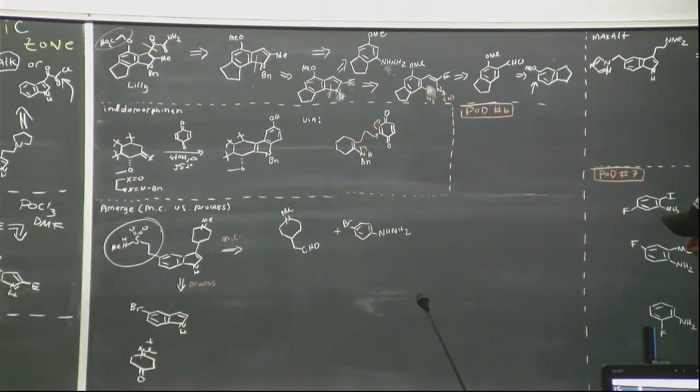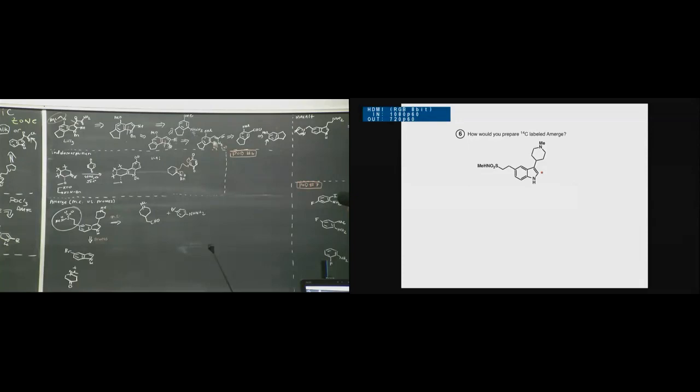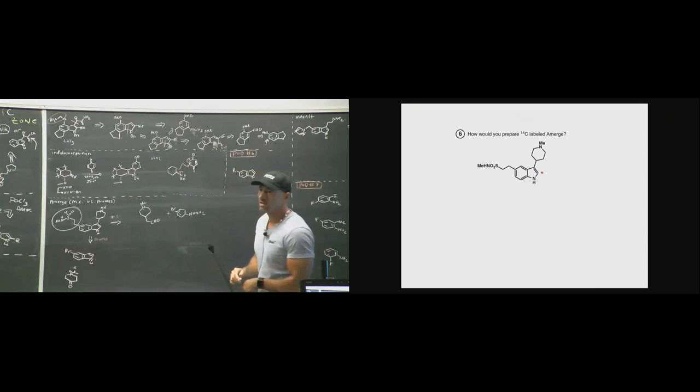Now we have problem day number 6, which is you have to break down eMERGE. Remember everything I taught you in lecture 3 or whenever that was when we talked about radiochemistry. I need you to take the C2 carbon and put a C14 label there. So let's draw the structure. And we need to identify someone that's going to help us with this. Sarah, any thoughts there?